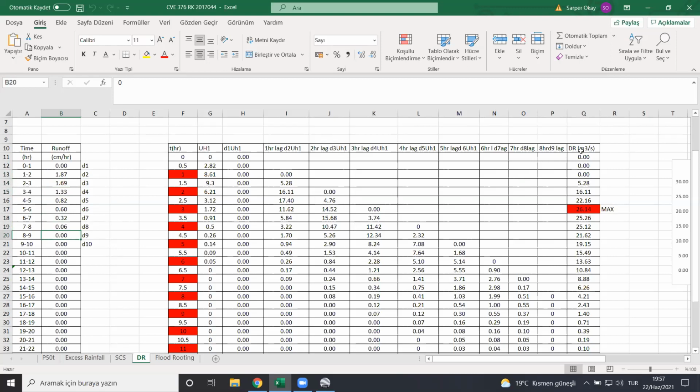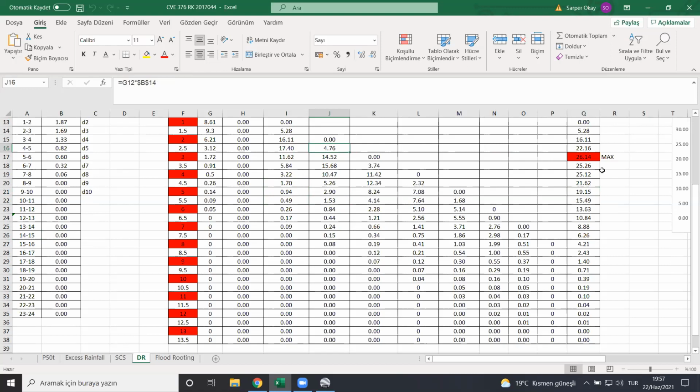So basically your direct runoff will be the summation of these values. Since there is nothing here, 0, nothing here, 0, it starts from here. The values are starting from this point. So you'll sum this one and this one, 16.11, sum this one and this one. It goes like this. So you'll find your max.